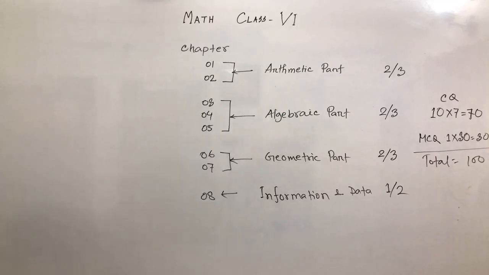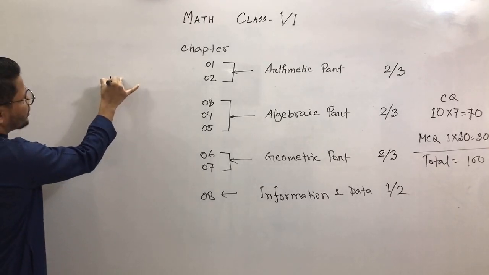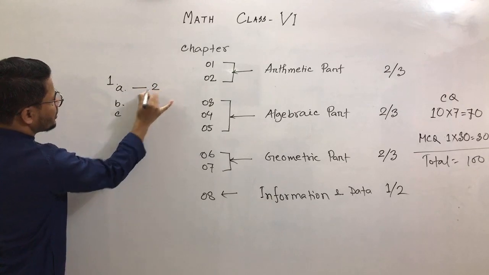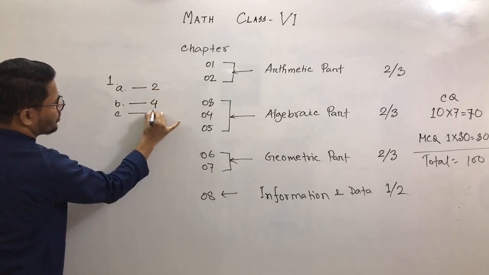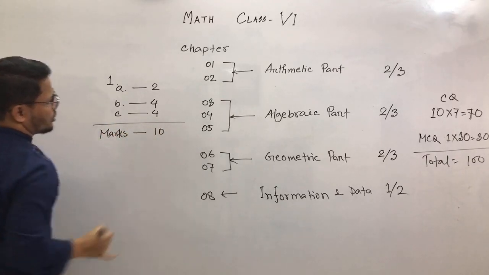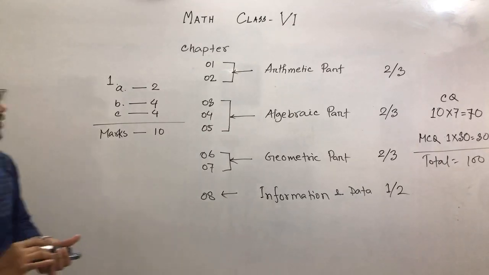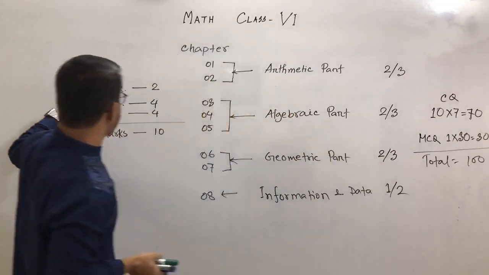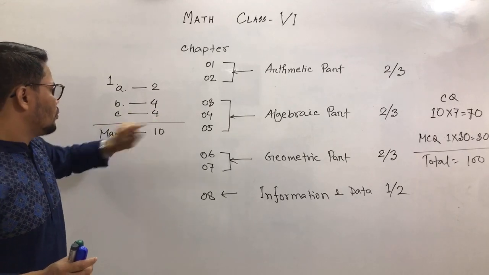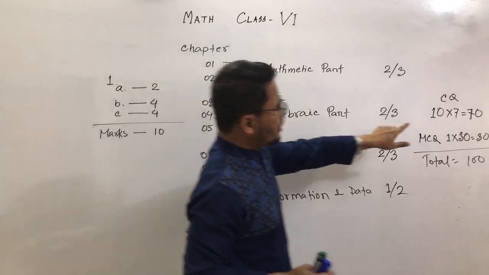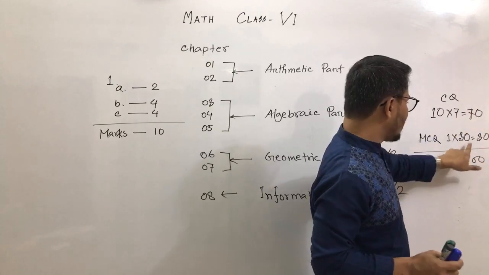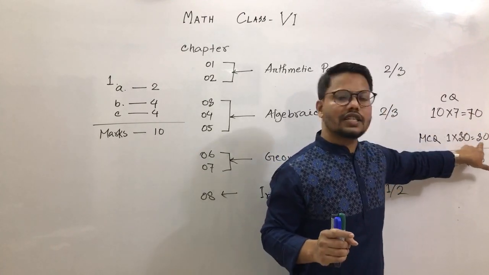But in mathematics, in the creative questions, like the first question, there are three parts: A, B, and C. Part A you will get 2 marks, B is 4 marks, and C is also 4 marks. Total marks 10. So this is basically your question mark distribution. So each question mark is 10. For the 7 creative questions, the total is 70. And for the 30 MCQs, each MCQ mark is 1, so 30 MCQs is 30.